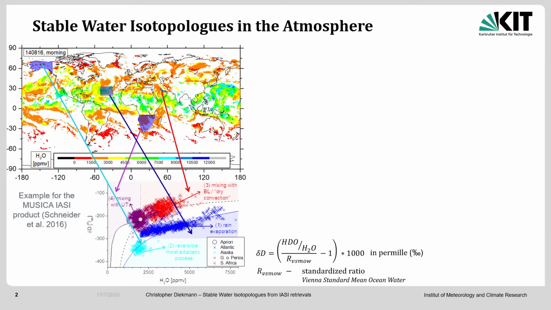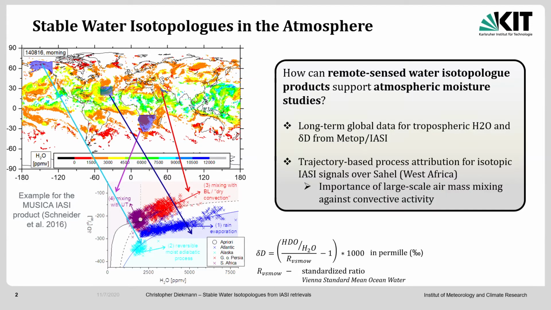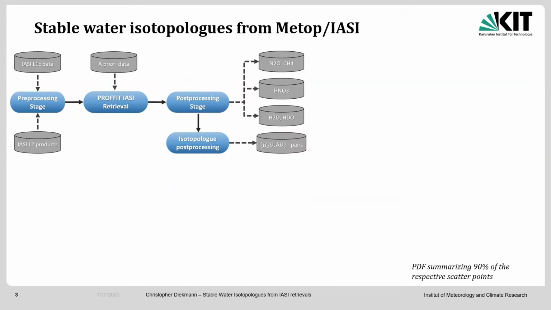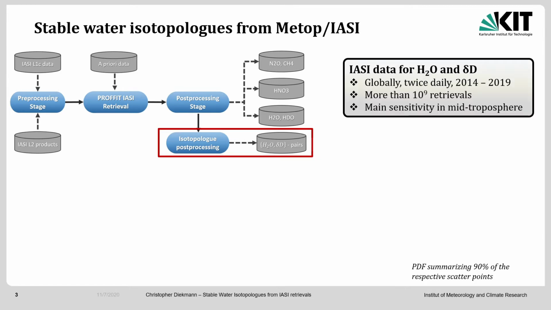Depending on the chosen geographical regions, different processes dominate the tropospheric moisture and therefore generate different signals in the H2O-delta D scatter. However, as different moisture processes typically overlay each other, a direct attribution to isotopic pair signals is still a major challenge. To add progress to this issue, we have developed a quasi-operational processing chain to efficiently retrieve H2O and delta D among other trace gases from IASI spectra and created a multi-annual dataset with a global coverage twice per day.